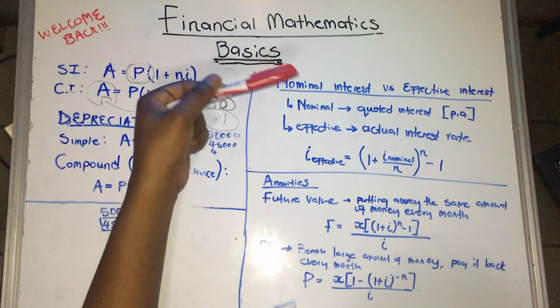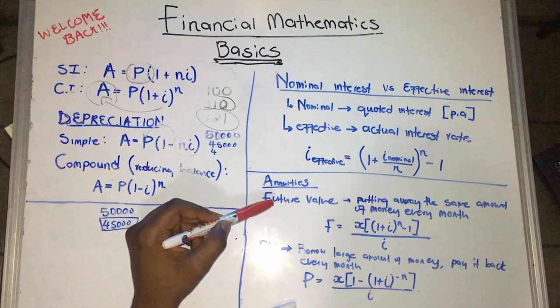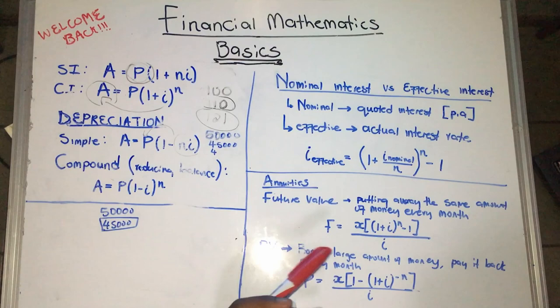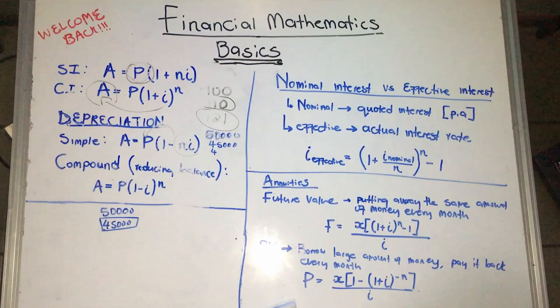Okay, so lastly, the level of the annuities. So more annuities now, the future value and the present value. So future value is a case where someone will be paying every single month. Maybe you give 5,000 rands every single month, for savings, maybe for retirement, you know, for anything.